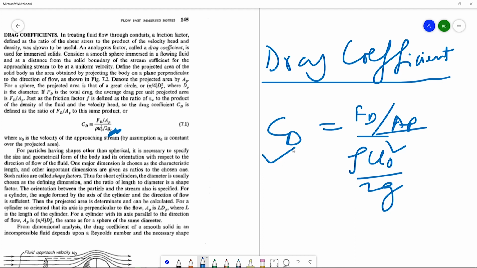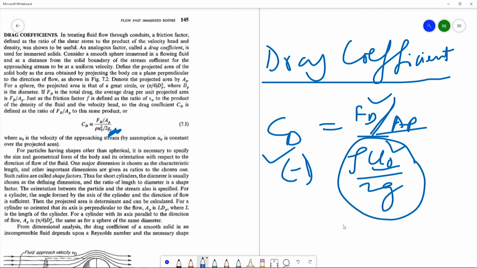This is dimensionless, no units. It is the drag force divided by the area. What is AP? It is the projected area. I will tell you in a while. Rho is the density of the fluid, U naught is the velocity of the fluid, and G is the acceleration due to gravity. This is called velocity head. If you have studied fluid mechanics, you will know that this is velocity head. So this is how drag coefficient is defined.